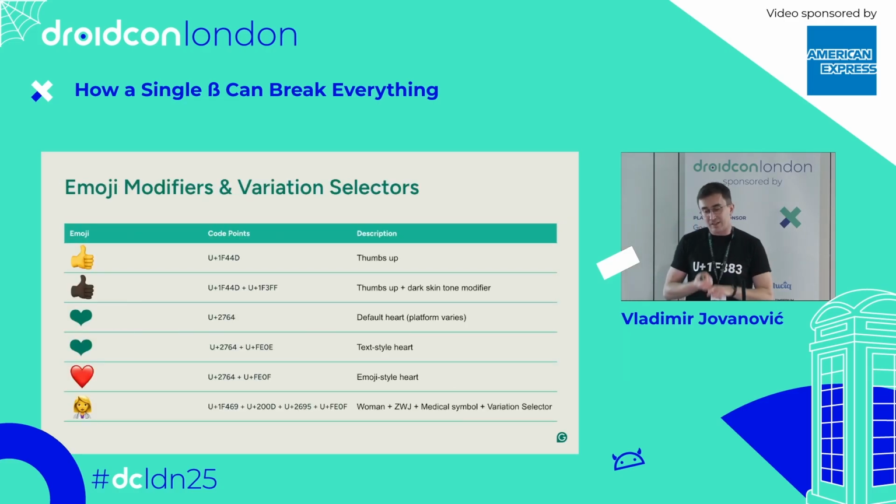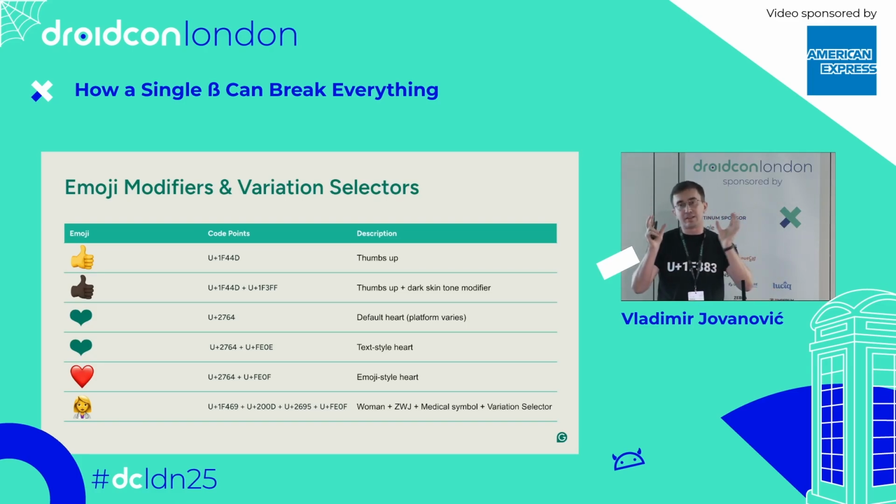Let's take a look at a couple more types of hidden characters in Unicode: emoji modifiers and variation selectors. Emoji modifiers are used to change the appearance of base emoji. One common example is skin tone. For example, if we have a dark skin thumbs up emoji, it's actually made of 2 Unicode code points: a base thumbs up emoji and a dark skin tone modifier.